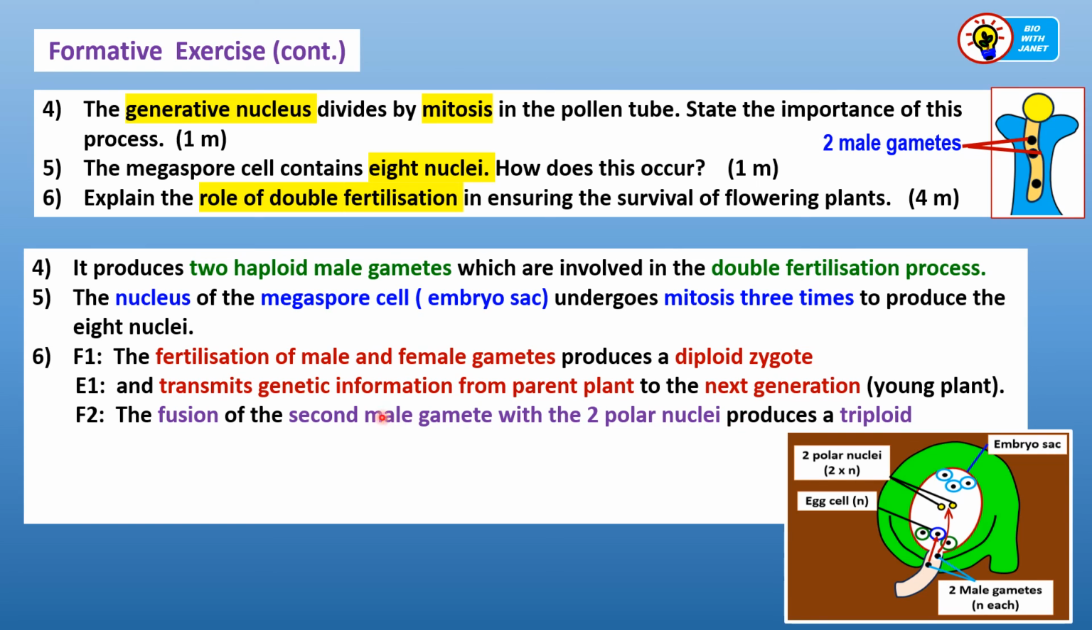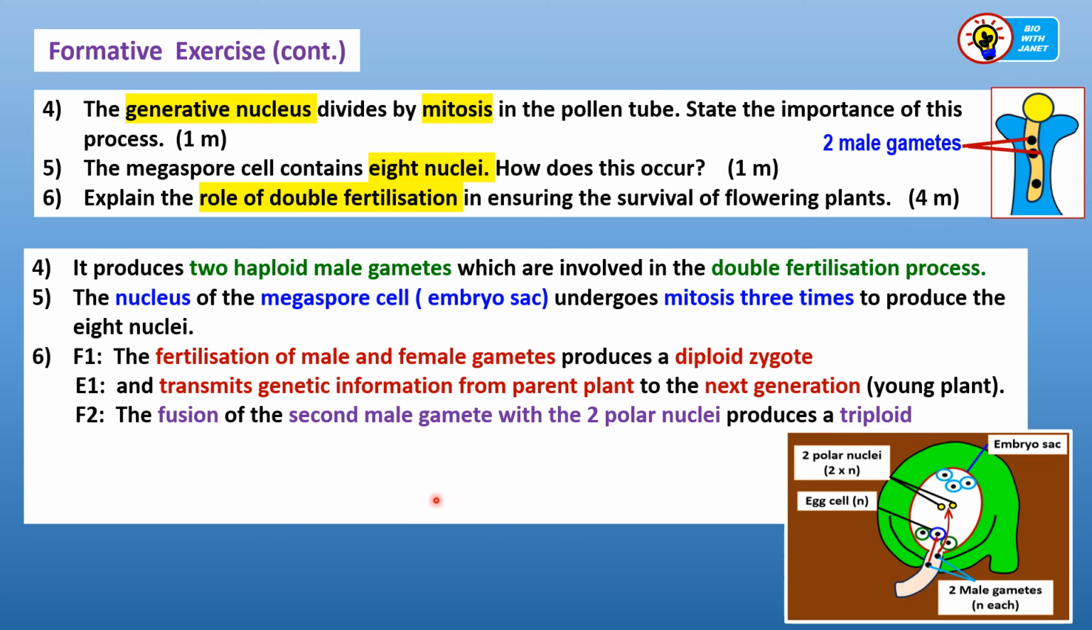That means the male gamete has genetic information from the male parent carried by the chromosomes. Female gametes also have chromosomes which contain genetic material or information from the female parent. So when the male and female gametes fuse together to form the zygote, the information from both parents is transmitted to the zygote, which is the next generation, which will form the young plant.